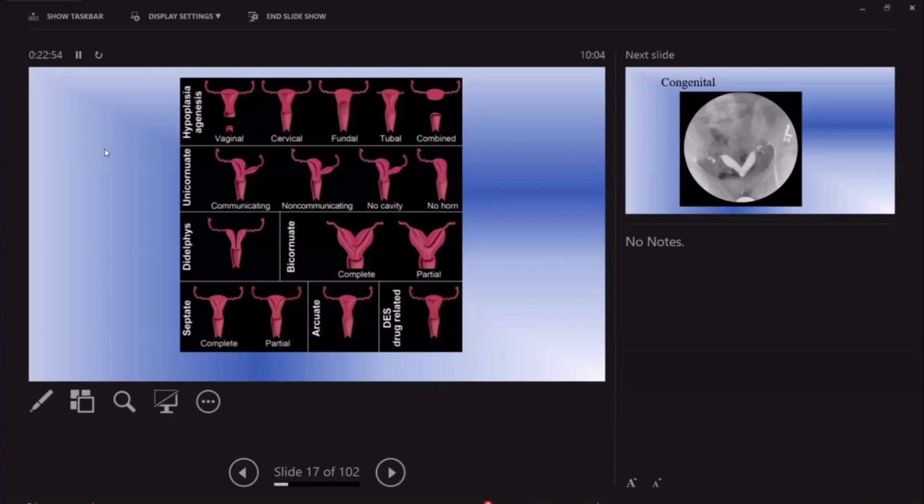So we covered all of these, guys. The last one that you will not see, I have a single case, and it is because of the DES exposure. That was a long time ago, where you have a hypoplastic uterus with what looks like a T-shaped endometrial cavity that is small and hypoplastic.